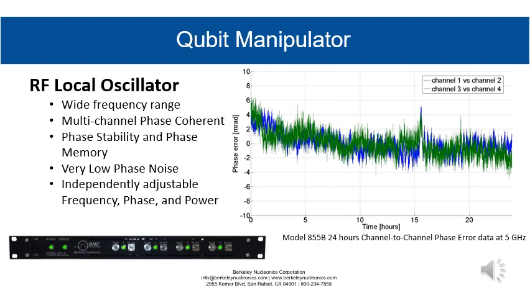First, let's look at the high bandwidth RF signal generators. Performance priorities include providing a phase stable and phase coherent local oscillator with the ability to maintain phase coherency over extended periods of time. Additional priorities include flexible programming of frequency, power, and phase on each channel, with clean adjustments and switching, long-term phase memory, and overall low phase noise.